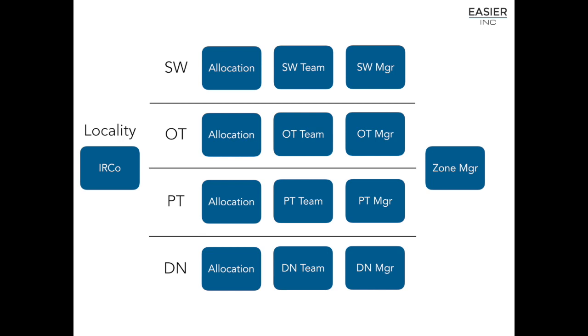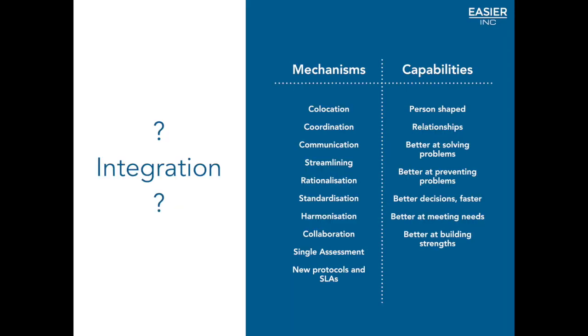The capabilities that were needed to be person-shaped, to build trust, to be better at solving problems that sat across boundaries, and at preventing those problems, those capabilities didn't really grow, and certainly didn't grow to the extent that had been envisaged. So I think it's reasonable for us to ask whether this was really integration in the sense that was intended at all, or whether it was just a deployment of new mechanisms, but not new capabilities.